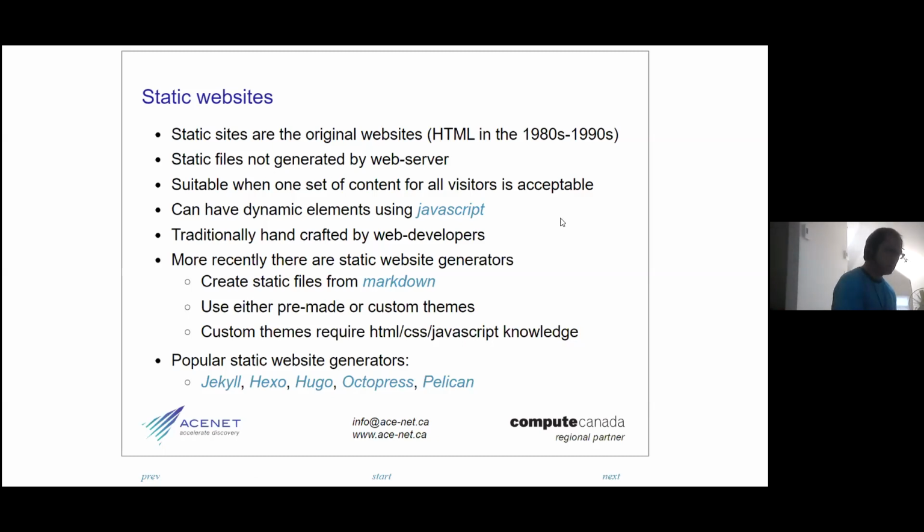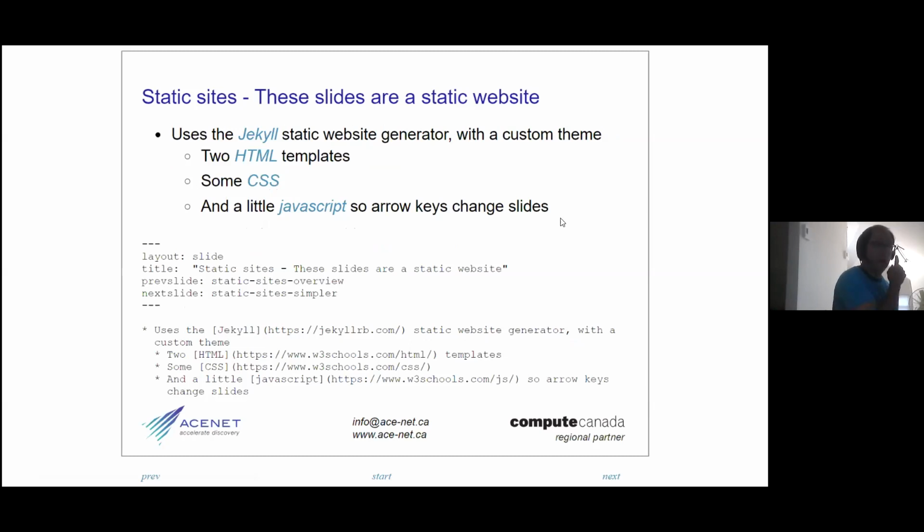Anyway, so you can choose these custom themes. If you know a little bit of HTML, CSS, or JavaScript, you don't even need to use JavaScript, but just HTML and cascading style sheets, you can build your own themes. Or you could get a web developer to build these for you if you need something that's customized, not off the shelf. There's a bunch of popular static website generators like Jekyll and Hugo and things like that you can choose from.